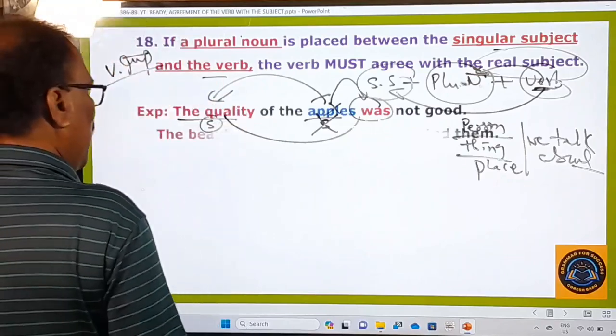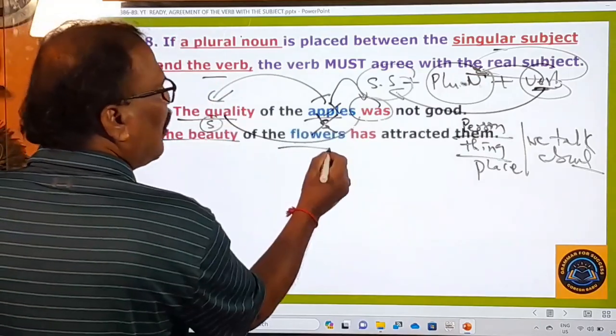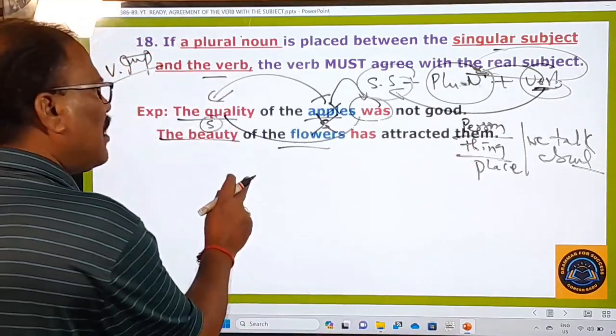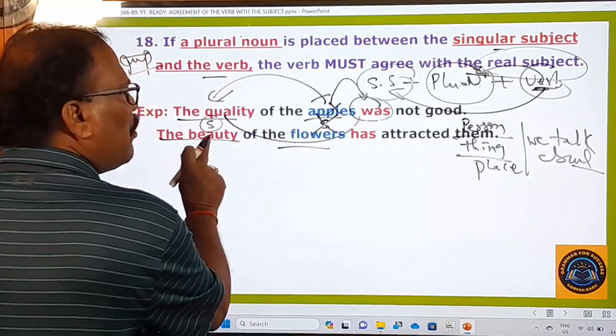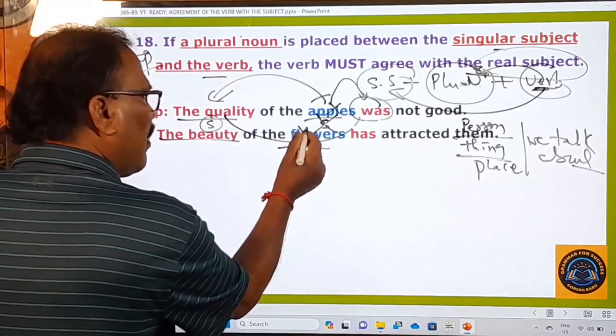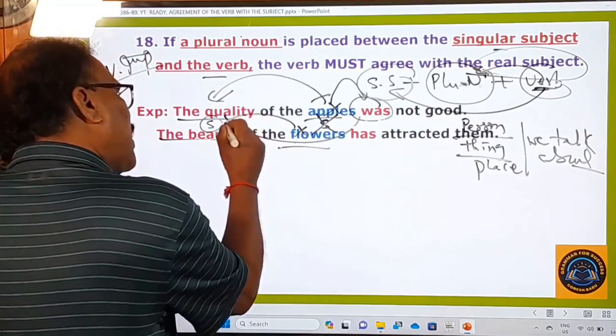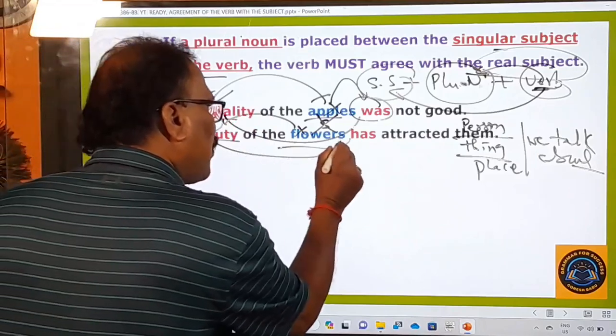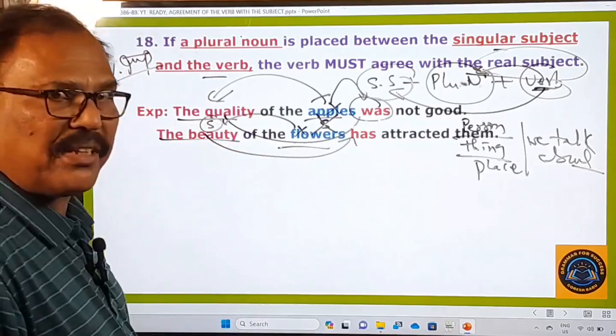And some more examples I will give you like this. The beauty of the flowers has attracted them. So what are you talking about in this sentence? Are you talking about the flowers or the beauty? You are talking not about the flowers, but about the beauty of the flowers. So what is this beauty? Beauty is a singular noun, and therefore you use a singular verb after that.